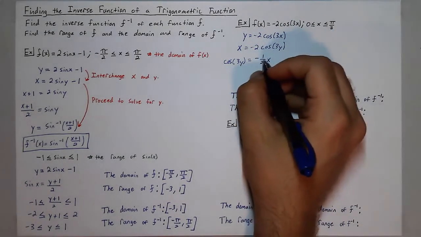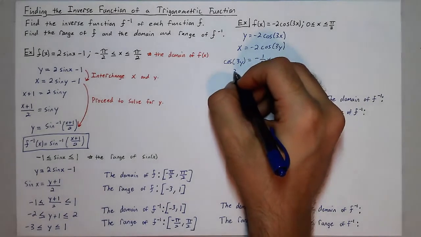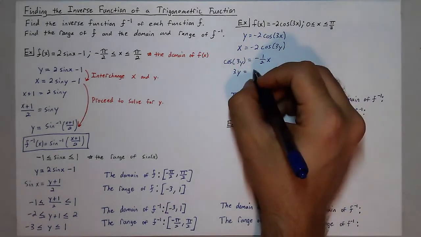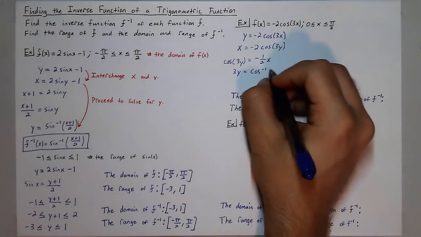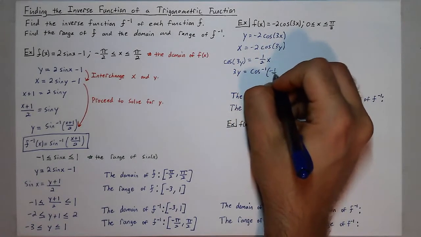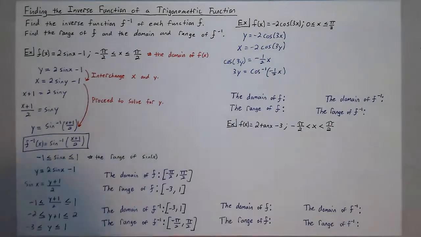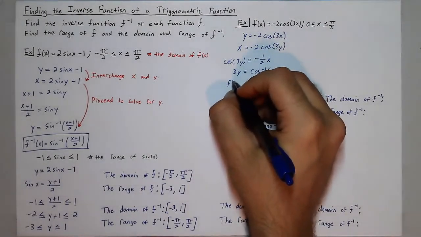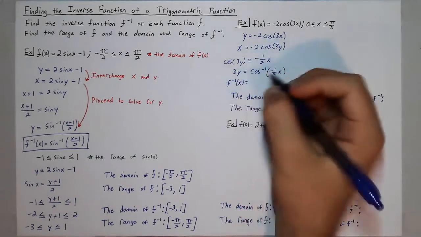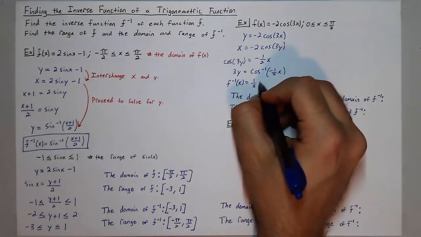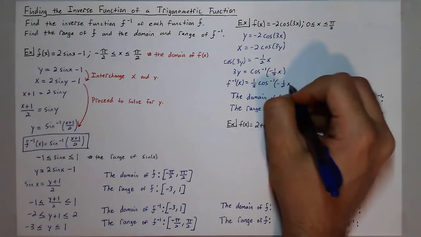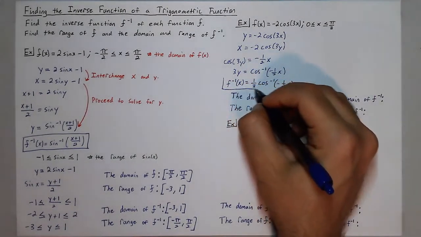Now I'll take the cosine inverse, giving me 3y is equal to cosine inverse of negative 1/2 x. And then I can divide by 3, and that'll give me my y. So f inverse of x is going to be equal to 1/3 cosine inverse of negative 1/2 x. So that'll be my inverse function.